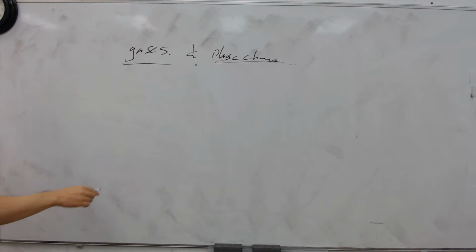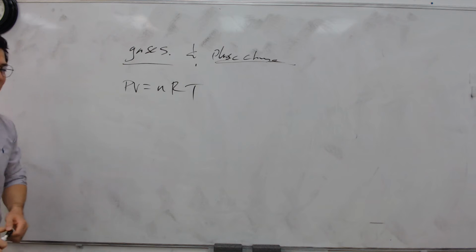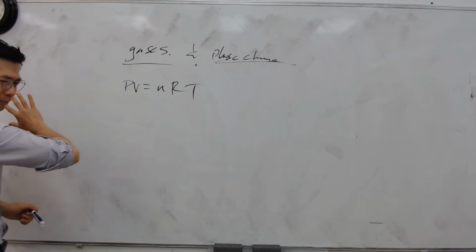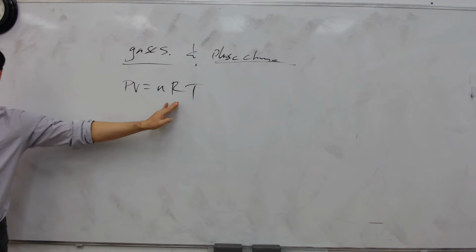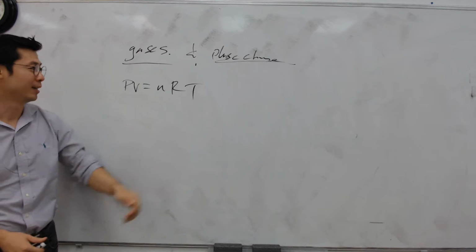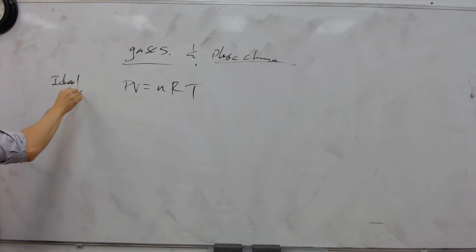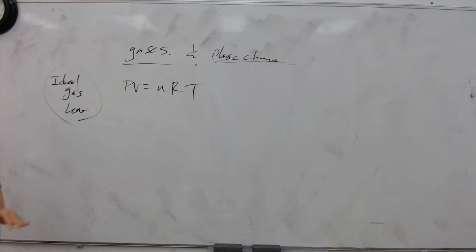All right. So PV = nRT, guys. This chapter revolves around this equation, PV = nRT. You all know this is the ideal gas law. This is the equation that you need to know for this chapter. I mean, there are more equations you have to know, but this is one of them.